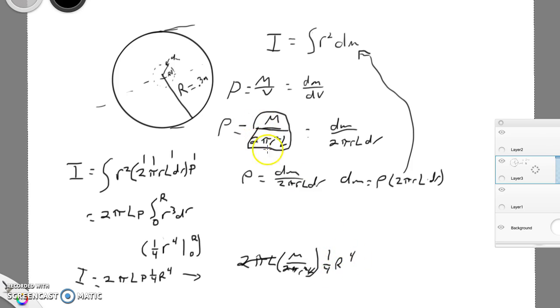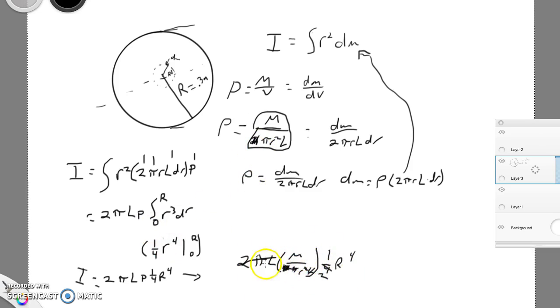Sorry, I apologize. I made a mistake here. We get the 2 when we take the derivative. There's no 2 right here. So that 2 doesn't cancel, but it can cancel with this one. Okay, so there was no 2 in there, that was missing.